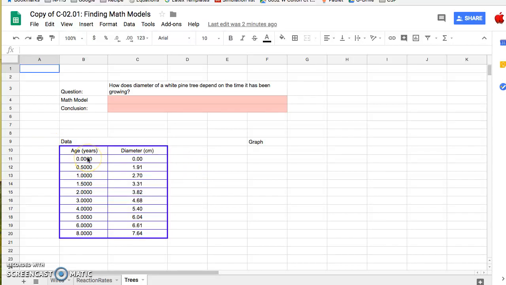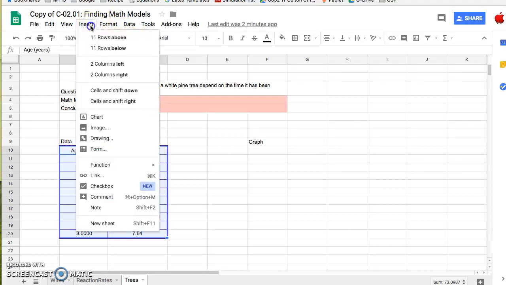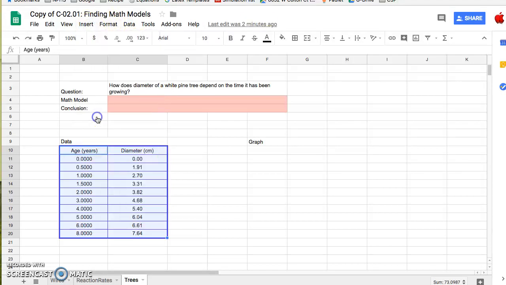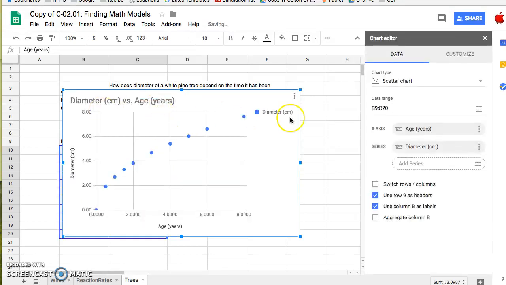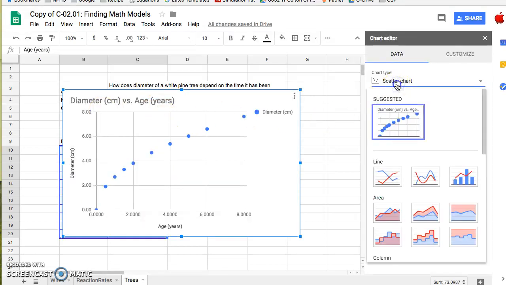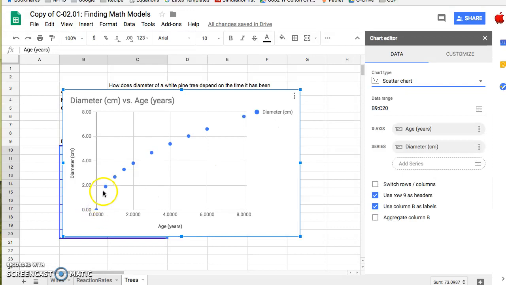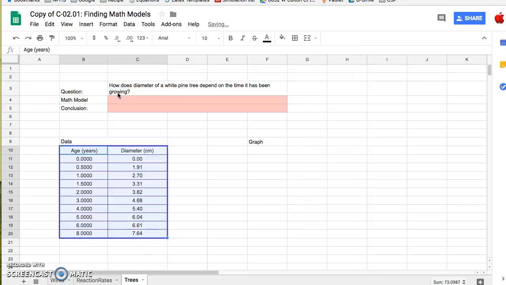Okay, so if we want to graph this data and find a mathematical model, the first thing we do is we highlight our data. We go to Insert, Chart. Under Chart Type, we make sure it's Scatter Plot. And you guys can see that this curves, it looks like a parabola opening sideways. So our clue is that if it's a parabola opening sideways, y is proportional to the square root of x. So we're going to try to graph that.